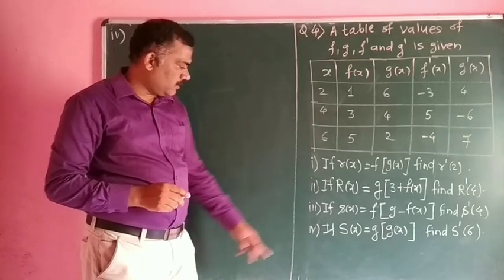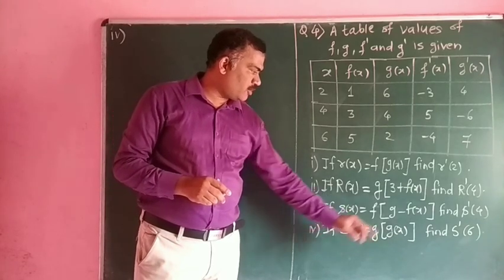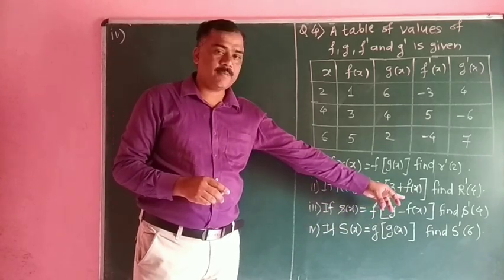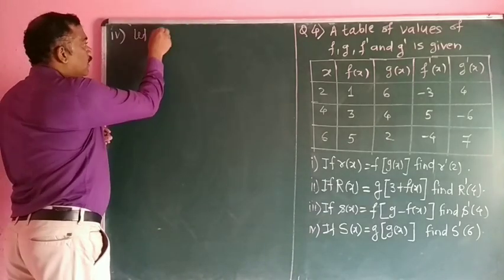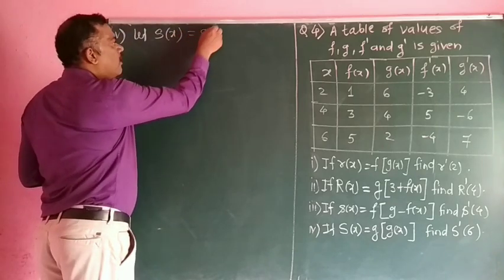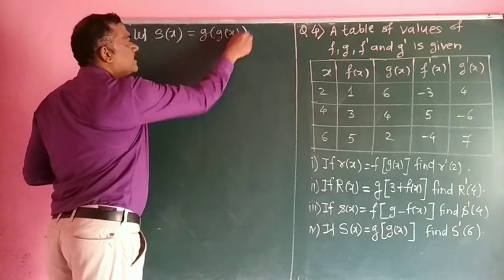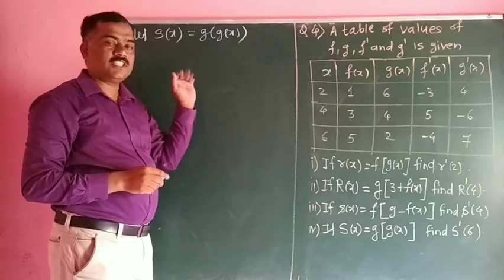What is the fourth one? Let capital S of x be equal to g of g of x. Find s dash of 6. We have to find s dash of 6, so first of all we have to differentiate with respect to x.